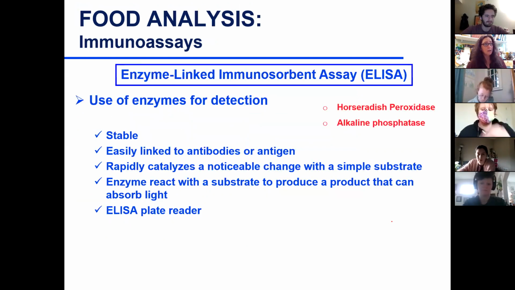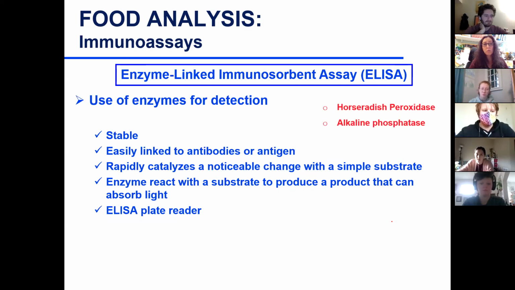So for ELISAs, we really need an enzyme linked. The enzyme's role here is basically to convert a substrate easily into a product that can absorb light. So that detection is measured by a spectrophotometer, or basically a plate reader. We usually use 96 well plates so that we can run a lot of different samples, and then we can put that plate in a plate reader and get absorbance of the 96 wells simultaneously. It's a very neat technique.